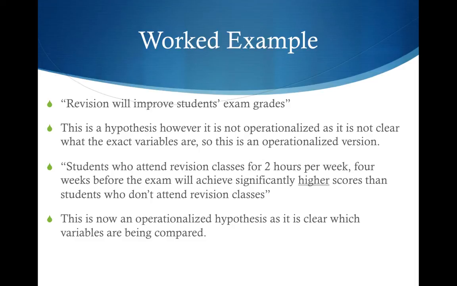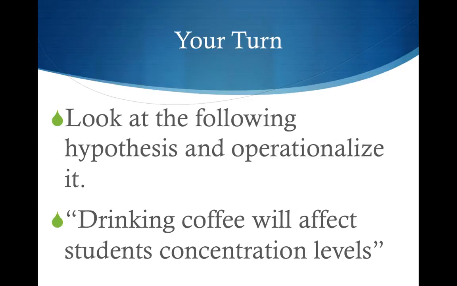Now the independent variable in this is revision classes or no revision classes. That's what's being manipulated, and the dependent variable is what's being measured, and that is scores on an exam. And as you can see, I've underlined higher. This means that this hypothesis is directional, because it's stating it will be higher or lower, if you remember that from the previous video that I did. Now let's move on. Your turn.